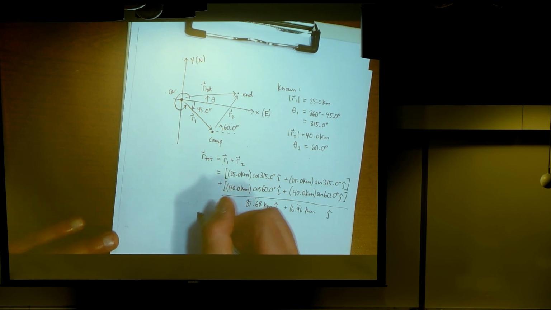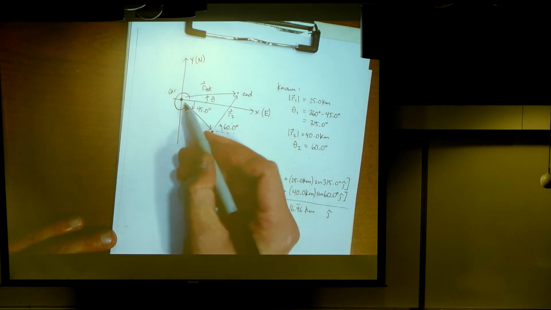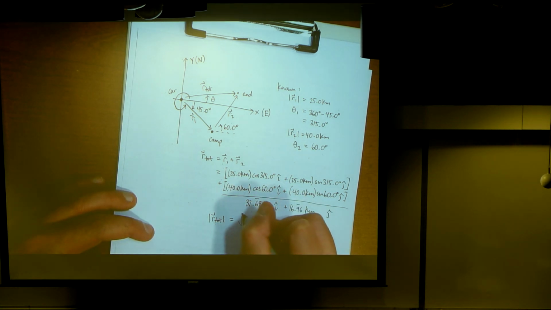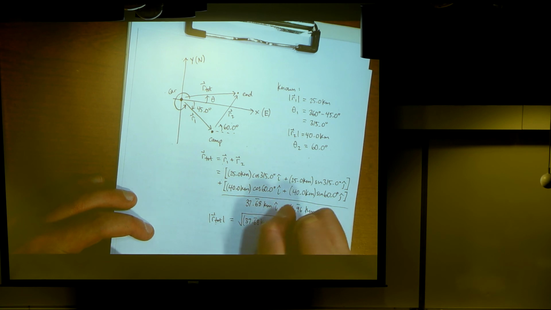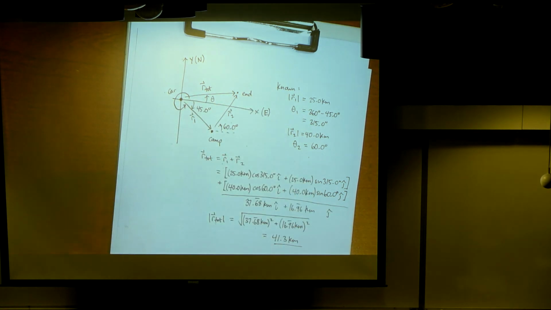So my distance between the car and the endpoint is the magnitude of this vector R total, because I just want to know how long it is, basically. And that's going to give me the square root of 37.68 kilometers squared plus 16.96 kilometers squared. And if you punch this into your calculator, here's what you end up with. 41.3 kilometers. So that's the distance between your starting point and your end point.